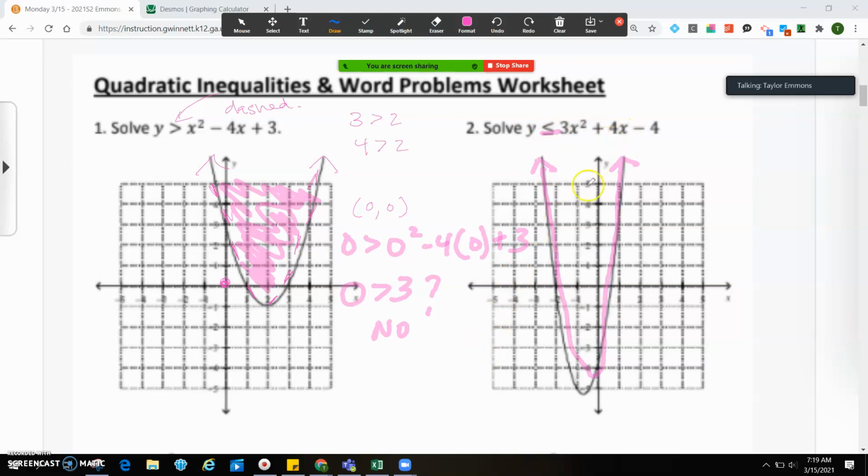And now we've got to figure out if we need to shade towards or away from a point. So again, I'm going to pick the point 0, 0, and plug it into my equation. So 0 is less than or equal to 3 times 0 to the second power plus 4 times 0 minus 4. If I simplify that right-hand side, I'm going to get negative 4. Is 0 less than negative 4? No. So I'm going to shade away from 0, 0. So I'm going to shade on the outside.